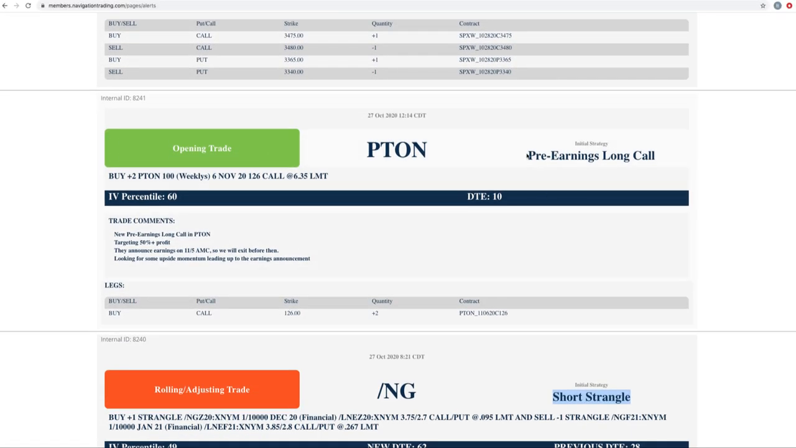So we opened a pre-earnings long call in Peloton. The first down day in the market, let's go back to the charts real quick.